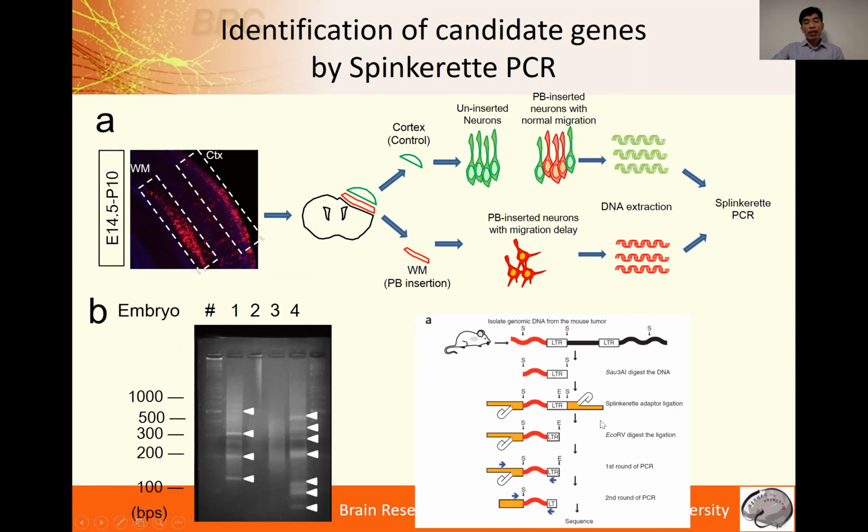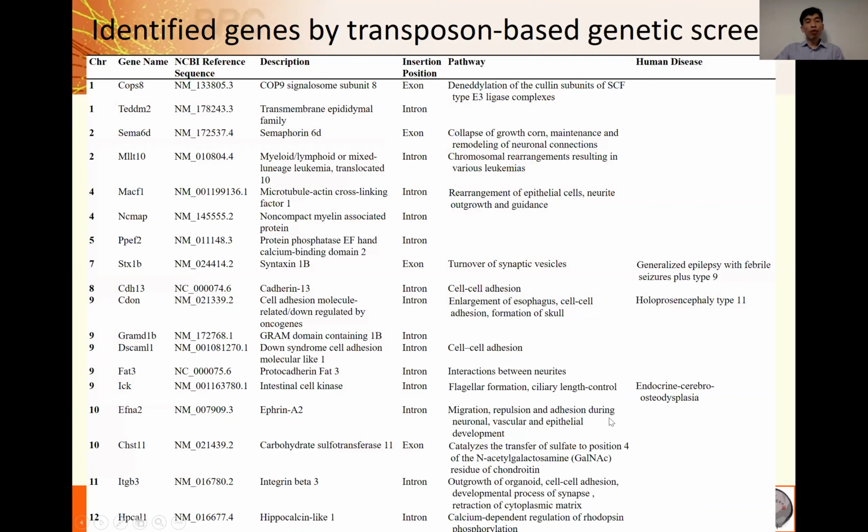So using this technique, we actually identify many genes that may be involved in cortical development. We identify about 30-something potential genes right now, and many of the genes have been implicated in human brain developmental diseases, for example CDON, STX1B, etc. And that gives us the confidence that maybe our genetic screening protocol actually worked.